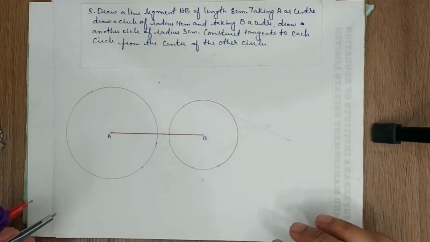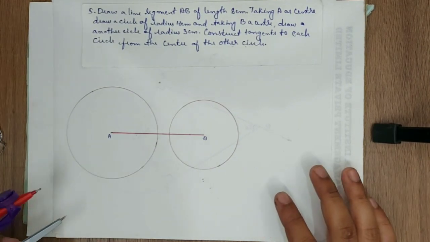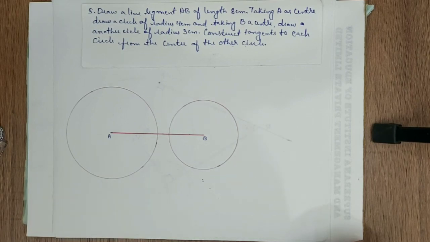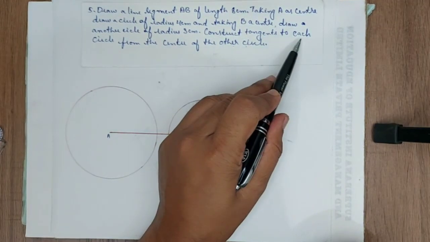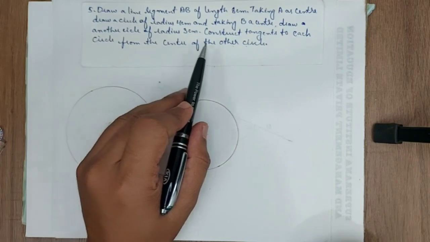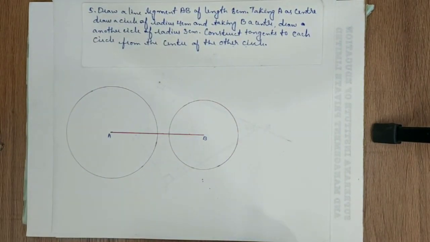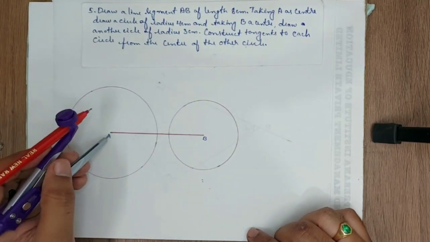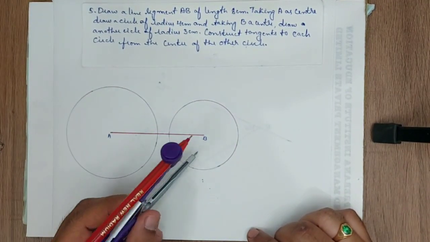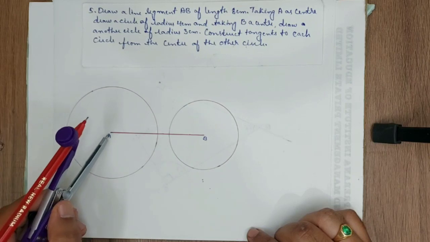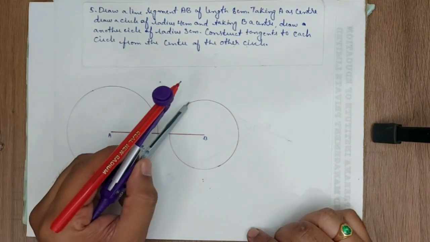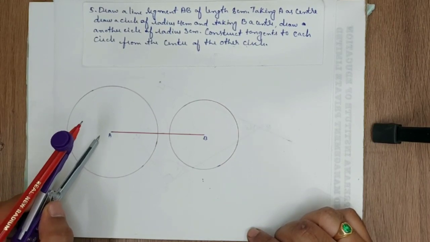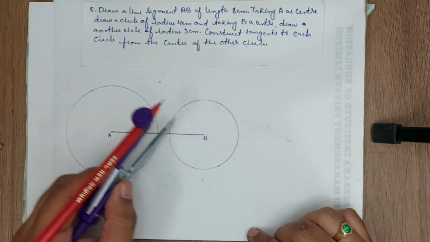Now, there are two circles at each point. One is 4 cm, another one is 3 cm. Now what we have to do is construct tangents to each circle from the center of the other circle. Imagine now, we have two circles at 2 points. To the circle with center B, we have to draw a tangent from point A, right? And to the circle with center A, we have to draw a tangent from point B.